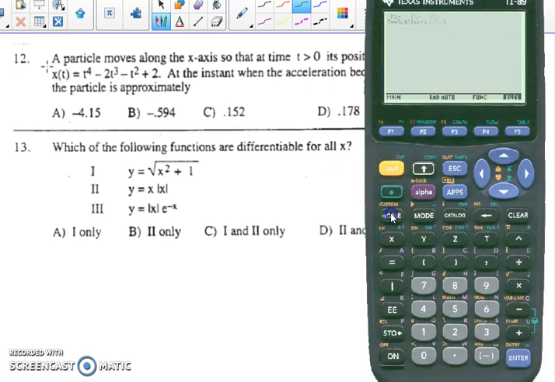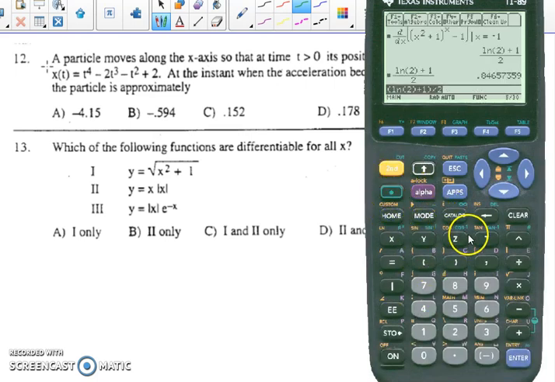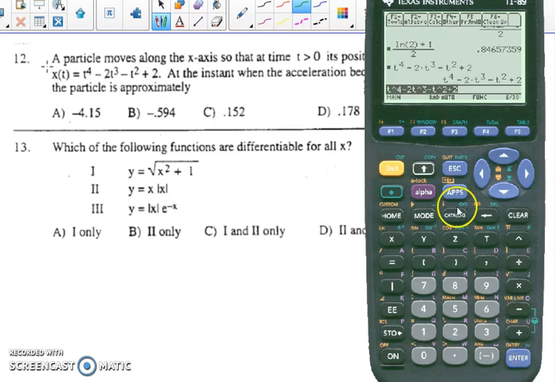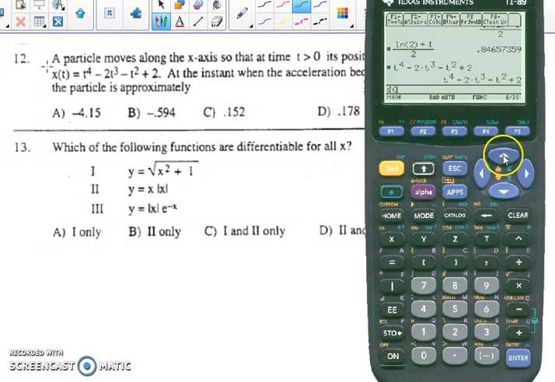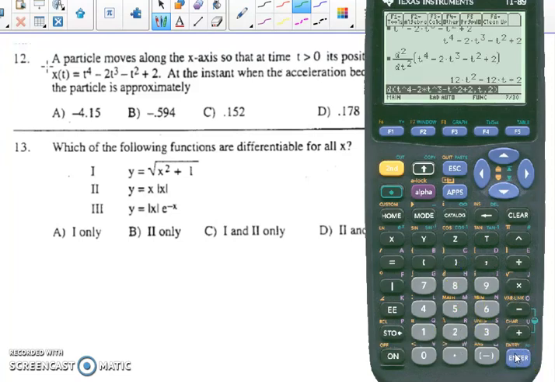So we're going to go ahead to the home screen on our calculator, and let's type in the function t to the fourth minus 2t cubed minus t squared plus 2. And then I want the second derivative, so I go to F3, differentiate, grab my function, comma t to differentiate with respect to t, comma 2 to take the second derivative. And now I want to know where this second derivative equals 0.